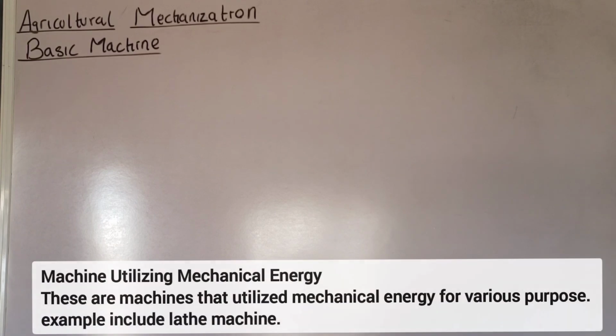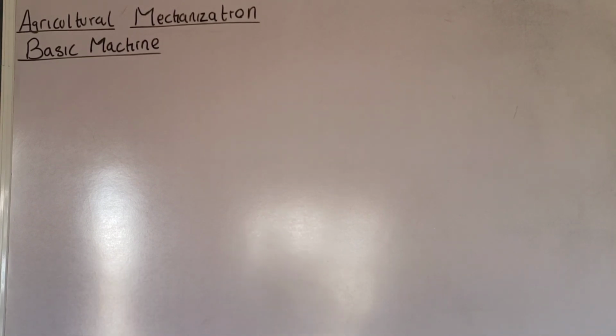Another classification of machines is machines utilizing mechanical energy. This machine receives mechanical energy and utilizes it for various purposes or applications. An example is the lathe machine, which is used for cutting metal. It uses mechanical energy to cut metal. Now that is about machines.